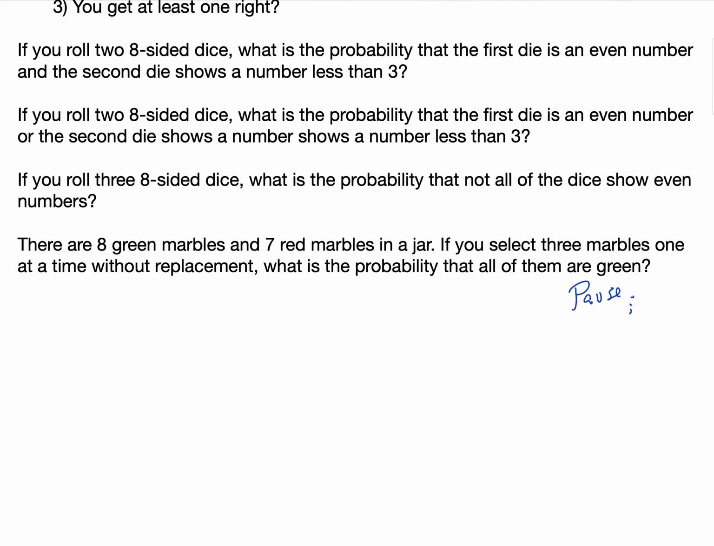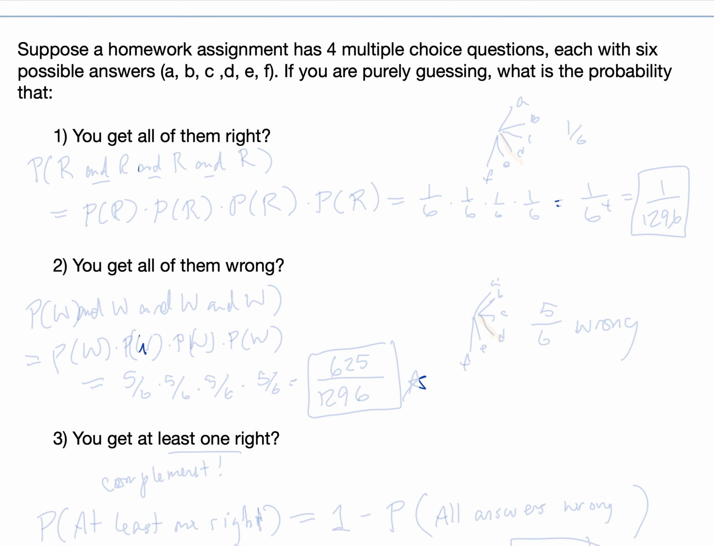Okay, suppose a homework assignment has 4 multiple choice questions and each have 6 possible answers, A, B, C, D, E, F. If you're purely guessing, what is the probability that 1, you get all of them right, 2, you get all of them wrong, and 3, you get at least one right?